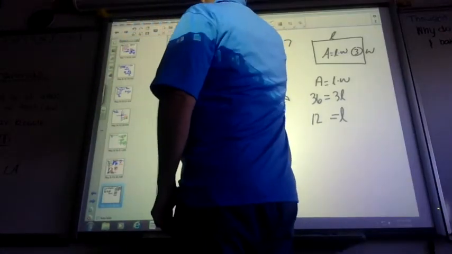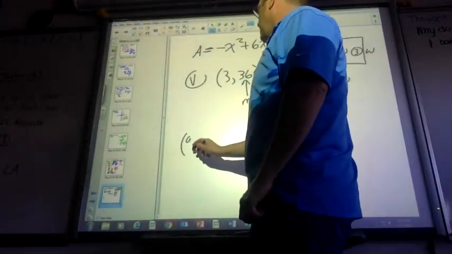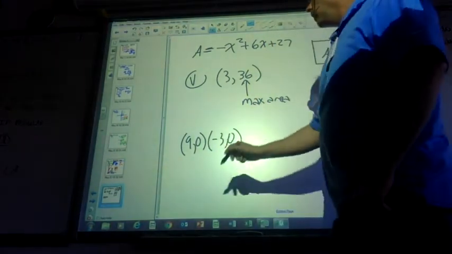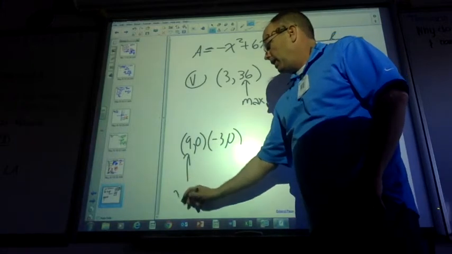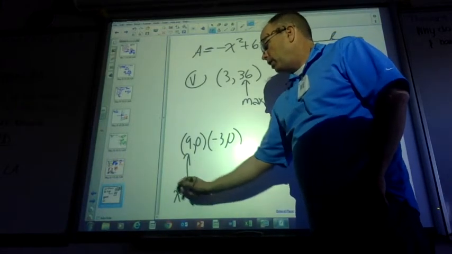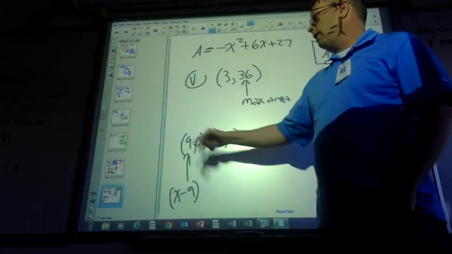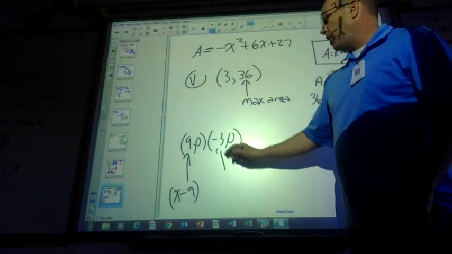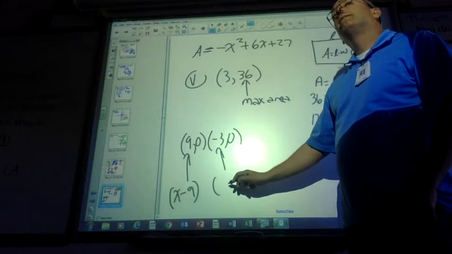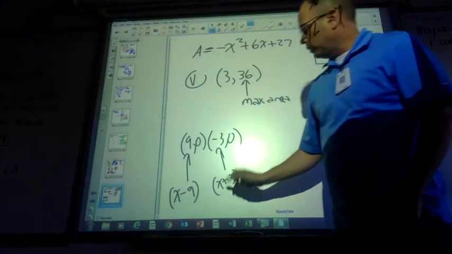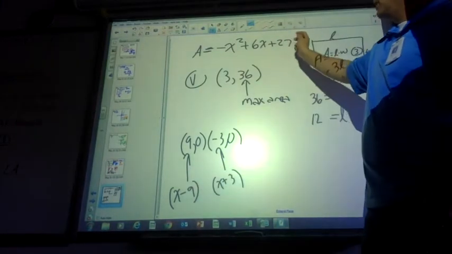Okay? So I found my 2 roots, one to be at 9 comma 0 and one to be at negative 3 comma 0. So this would have yielded me x minus 9 as a binomial. Agreed? Because if I said x minus 9 equal to 0, I'd get 9. This yields me what binomial? X plus 3. Good. And so if I were to multiply x plus 3 and x minus 9 together, I get this.